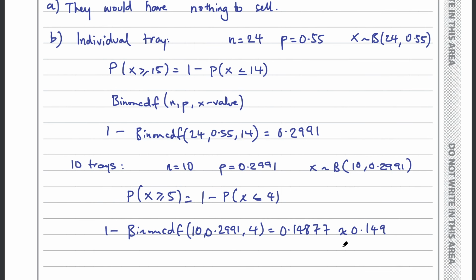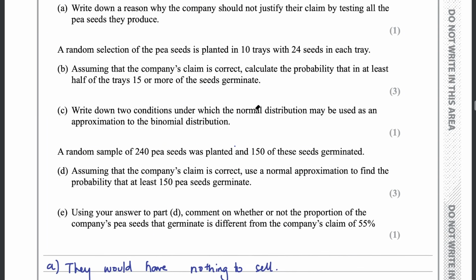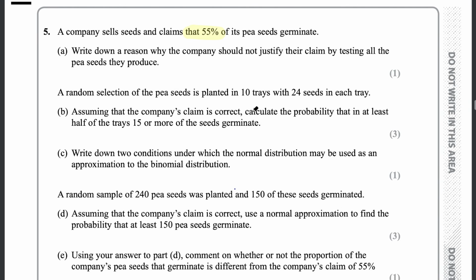0.149, so about 15%. So just to give a bit of context, let's just go back to the question again. So the probability that they had half or more trays with 15 or more seeds germinating was about 15%. That's what we'd expect if that claim was correct.